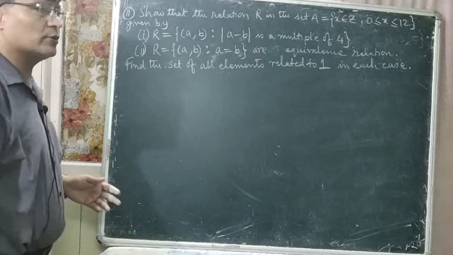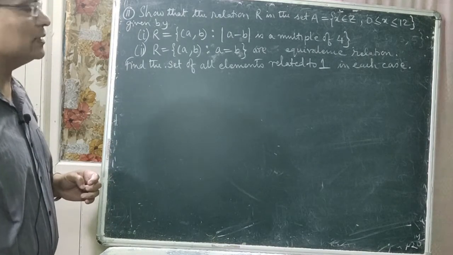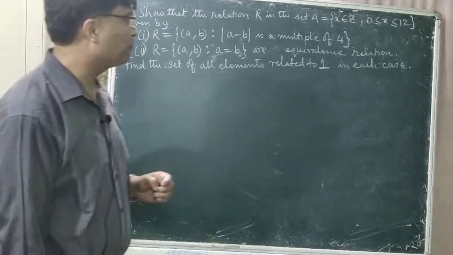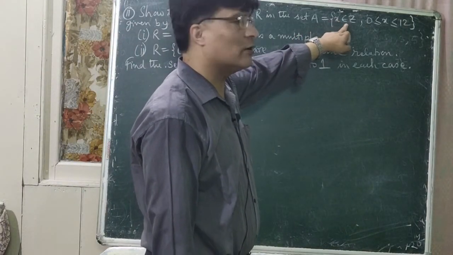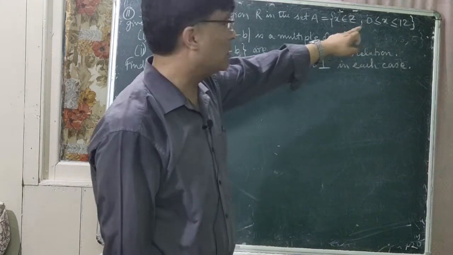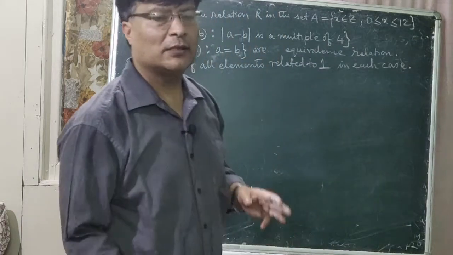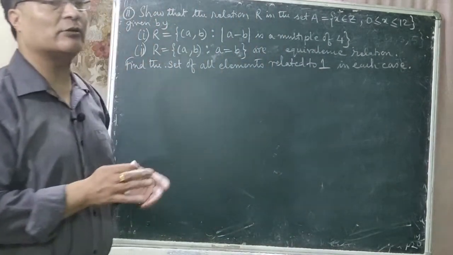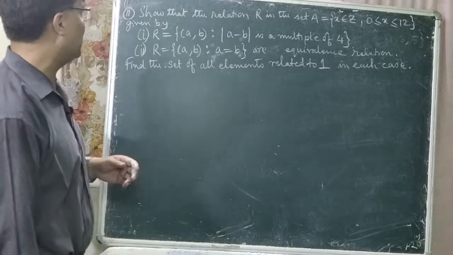So now let's do this question number 11. So that the relation R in the set capital A is equal to, within second bracket, x belongs to Z. Z means integers, where 0 less than or equal to x less than or equal to 12. That means x is greater than or equal to 0 but less than or equal to 12. That means 0, 1, 2, 3, 4, 5 up to 12. You can take it.